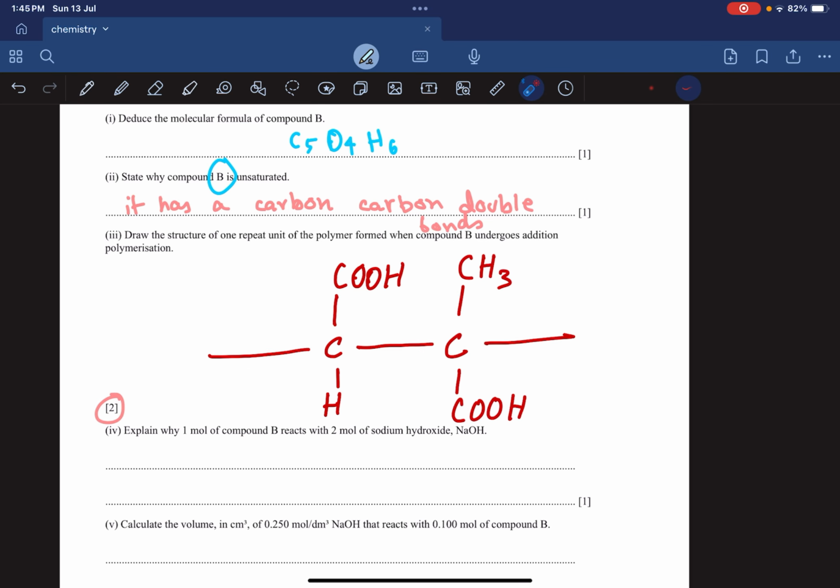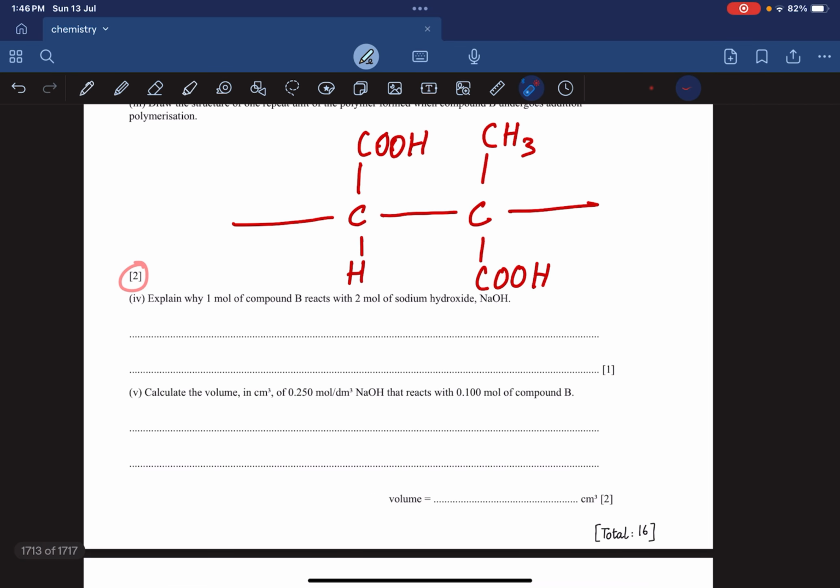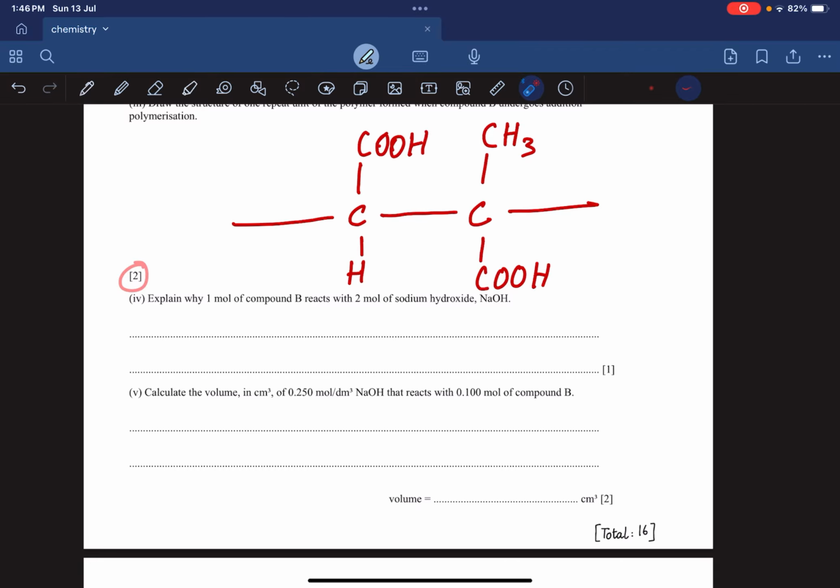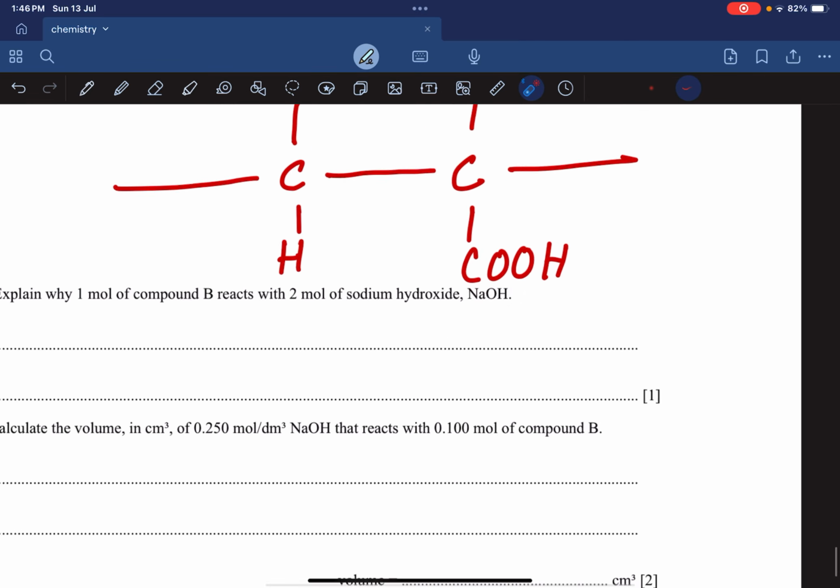Okay. Explain why 1 mole of compound B reacts with 2 moles of sodium hydroxide. Because it has 2 carboxyl groups. Because it has 2 acid groups. Do you get it? So 1 mole of this compound will react with 2 moles of NaOH because the alkali part is only 1 in it, okay?